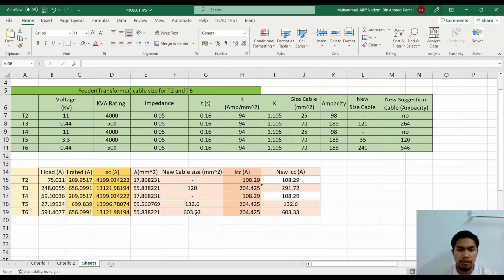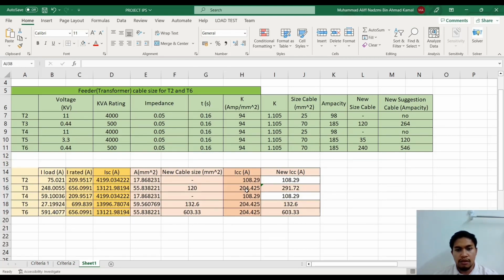However, one of the issues is that the cable size that we used has a current carrying capacity that is below the I load required by the load.